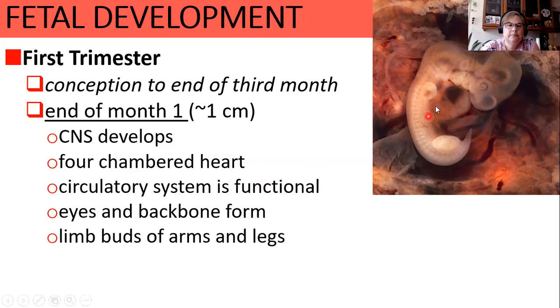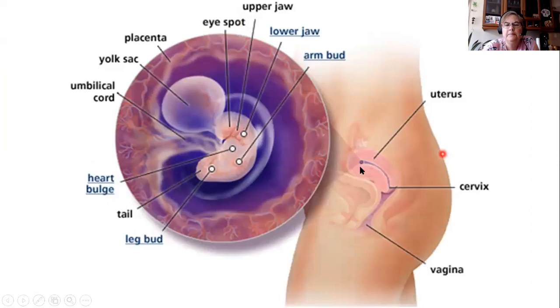Eyes and backbones, little eye spots are forming. We see the little backbone here, so we see the vertebrae. Everything is made out of cartilage at this point, so there's no bone yet. Limb buds, so we see little buds. There's no arms and legs, we just have little offshoots where they're gonna form, okay? And then here's mom. So little teeny tiny embryo. Mom doesn't at all notice that she's pregnant, except her breasts may have enlarged and she may feel sick.